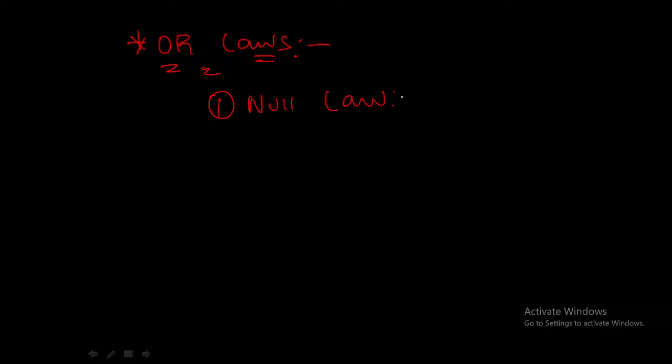Next, let us discuss OR laws. Same, we have four laws. First one is null law. Here, in the case of null law, if we add any variable with 0, the output will be the variable itself. A plus 0 is equal to A.